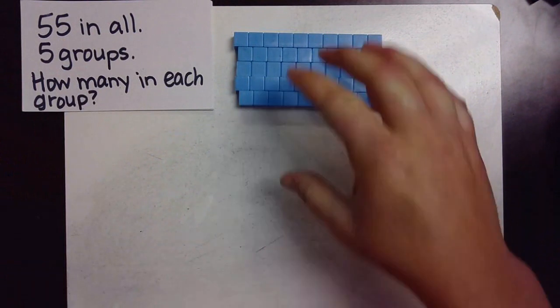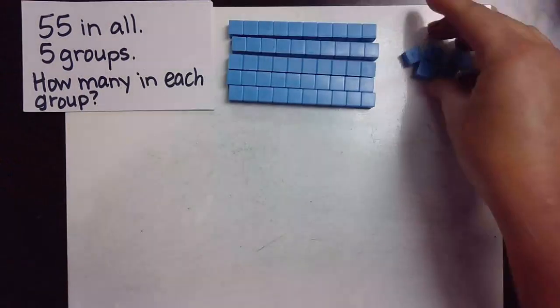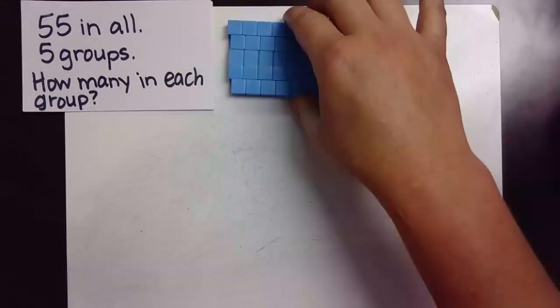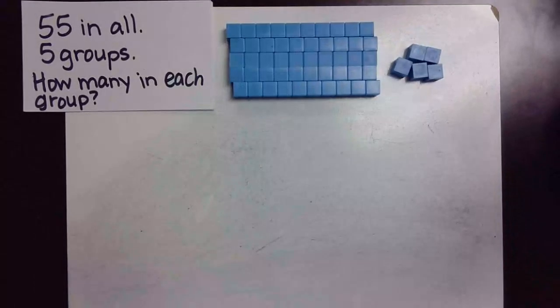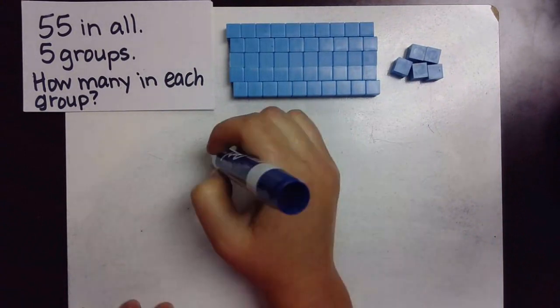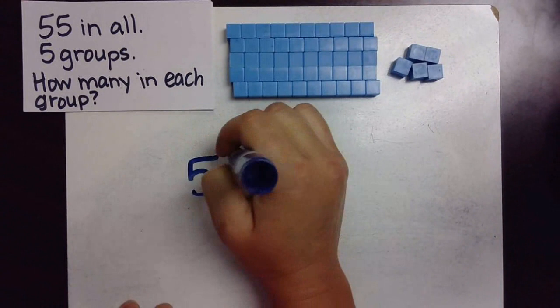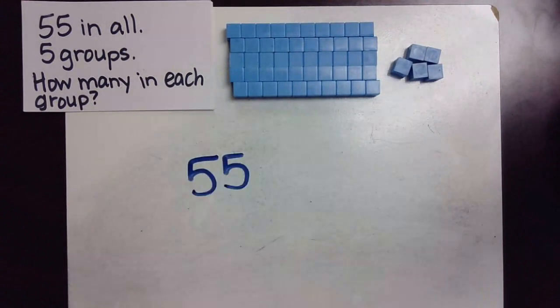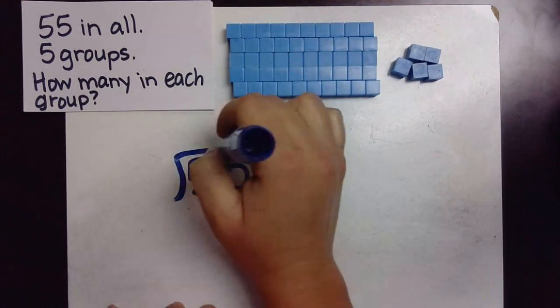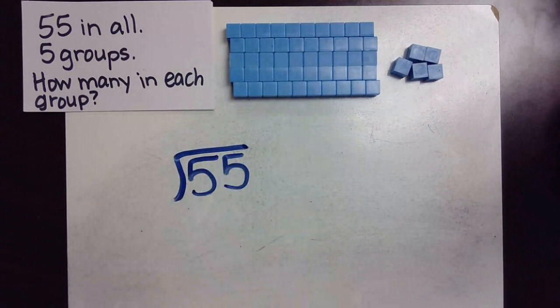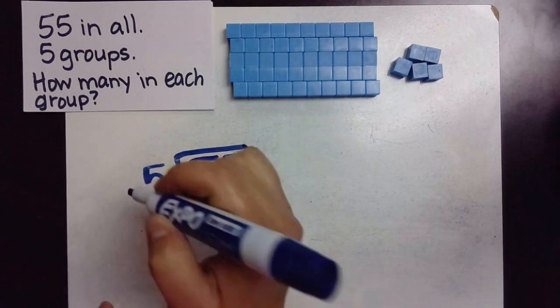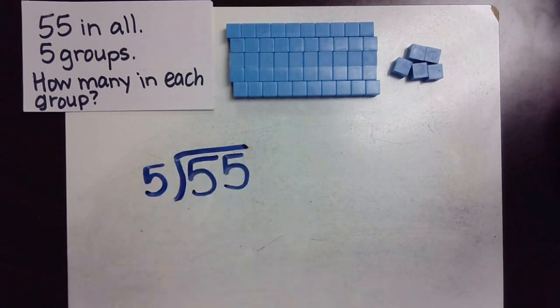55 in all. So I have 50, 51, 52, 53, 54, 55. 55 in all. 5 groups. How many in each group? So I have 55 as my total. I'm going to put it in my den because it's my dividend, divided by my divisor of 5. So our first step is to divide.